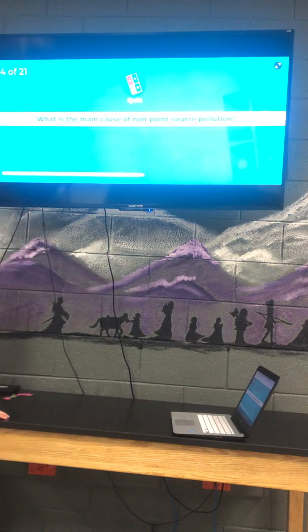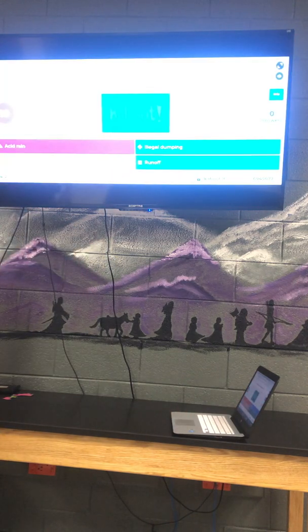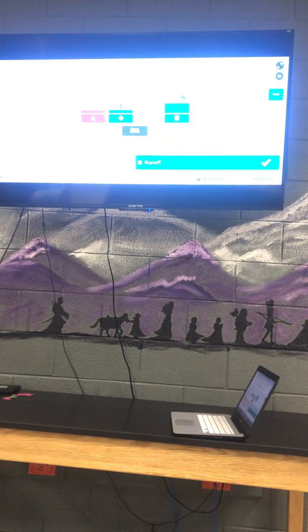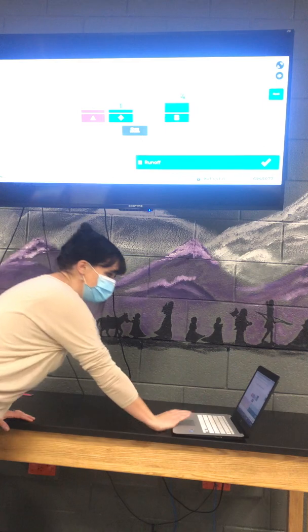Okay, what is the main cause of non-point source pollution? Non-point means you can't point to the source of pollution. So the main cause of it, remember, is runoff. I told you, we know that it's getting polluted in this area, and more than likely it's from runoff.